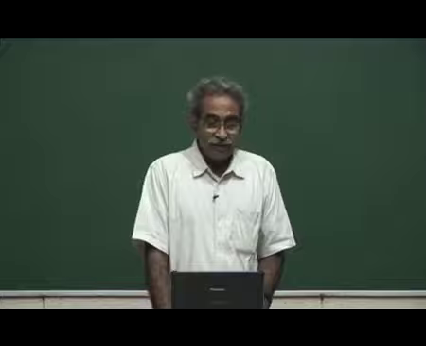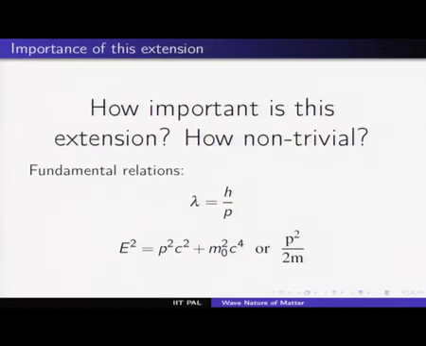So this slide essentially contains the summary of whatever I told you. Two questions that we asked without explicitly mentioning was how important is the de Broglie extension and how non-trivial it is. These are the two important questions that we have to ask. So what are the fundamental relations that we are making use of? We write lambda equal to h by p.